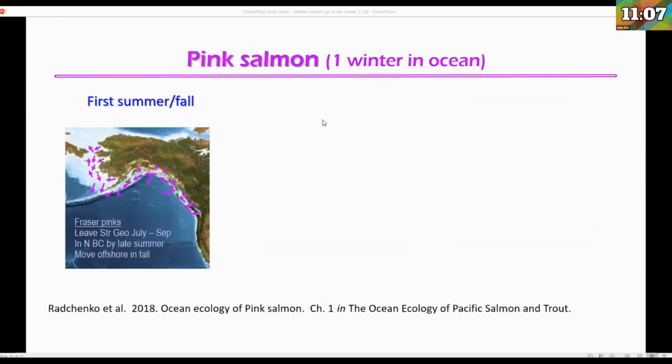So for pink salmon that are also spending one winter in the ocean, during their first summer and fall, they come out and slowly move north and west as they're remaining on the continental shelf. For Western Alaska populations of pink salmon, they're in the Bering Sea, where they appear to be kind of milling around. And how far north they are in the Bering Sea really depends on the sea ice extent. And I just put the timing down for Fraser pinks. They leave the Strait of Georgia sometime in the summer, perhaps early fall, depending on the population in question. They're up in northern British Columbia by late summer and moving offshore into the fall.